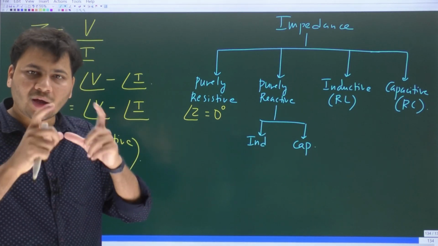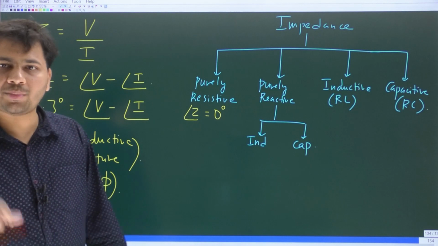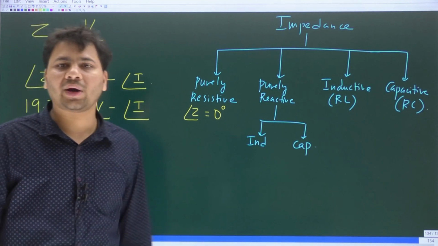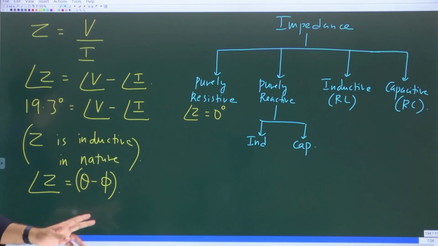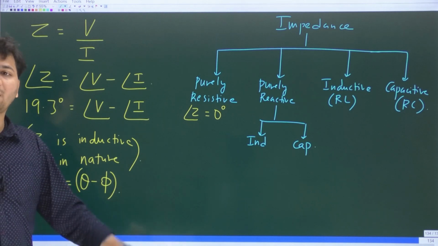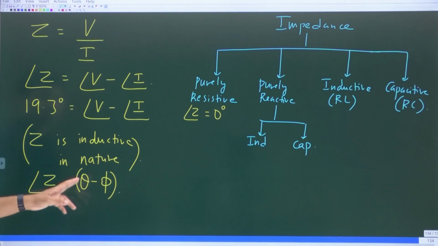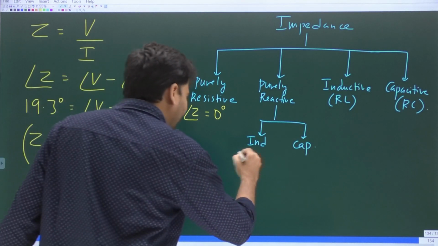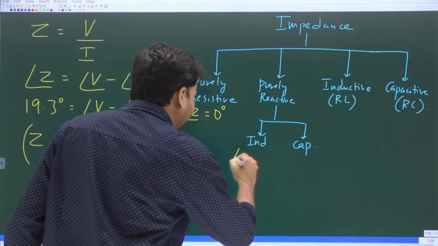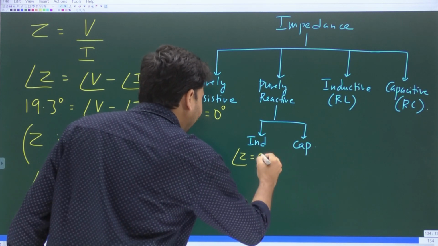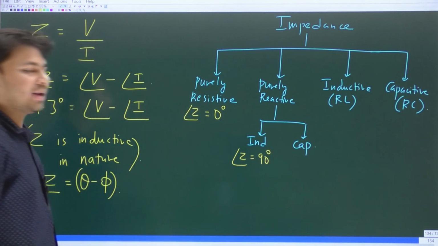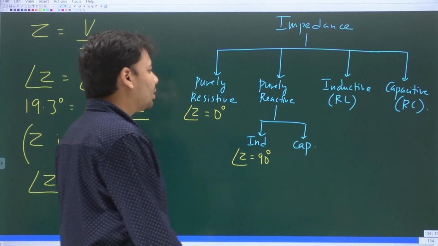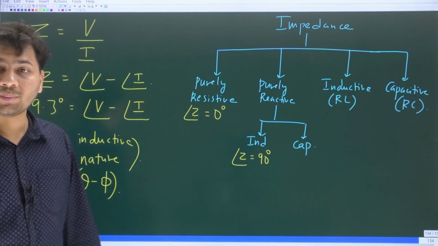It can be a pure inductor or it can be a pure capacitor. For a pure inductor, what is the impedance angle? For a pure inductor, voltage leads current by 90 degrees. That means angle of voltage minus angle of current is plus 90 degrees. So for purely inductive impedances, the impedance angle will be 90 degrees. You understood?